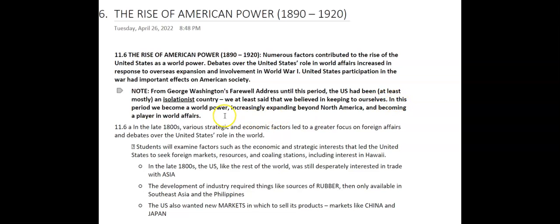In this period, however, we become a world power, increasingly expanding beyond North America, beyond what's now the continental U.S., and becoming a player in world affairs. That's the key takeaway of this period of time. So let's look at some of the specifics.